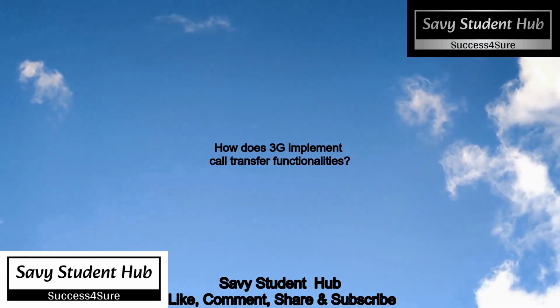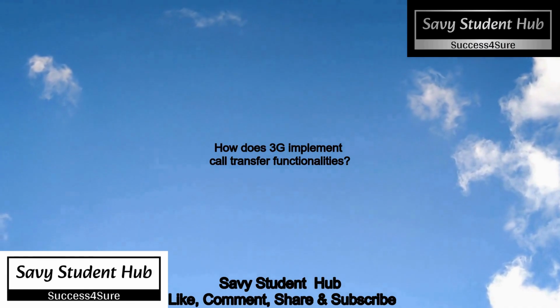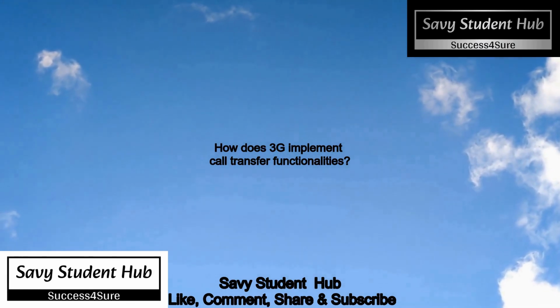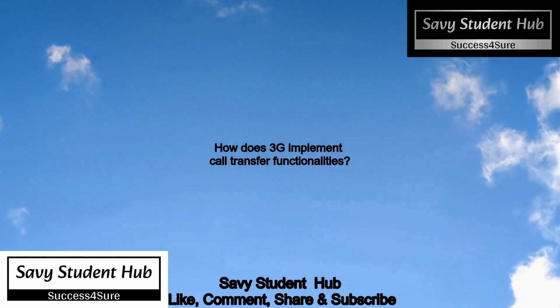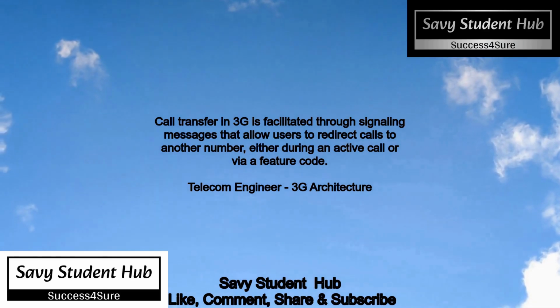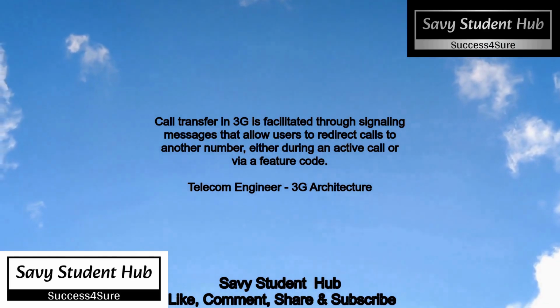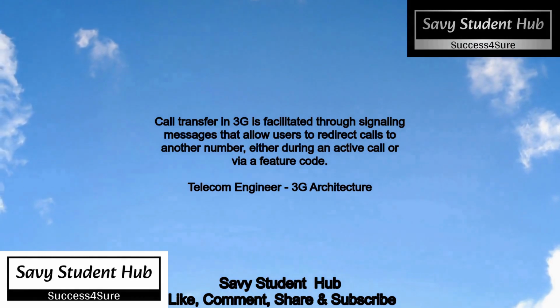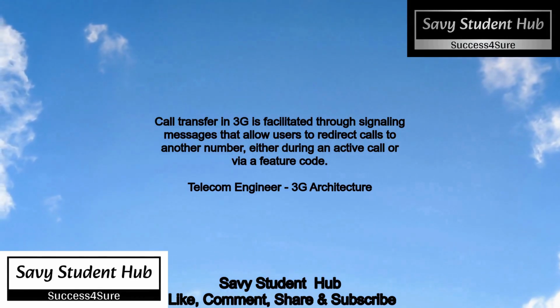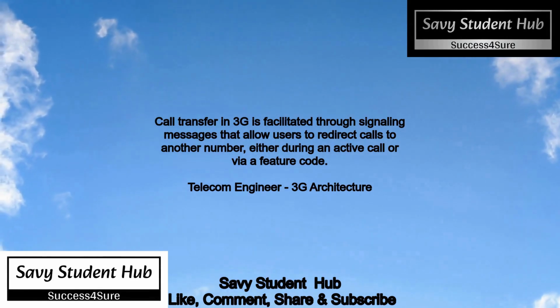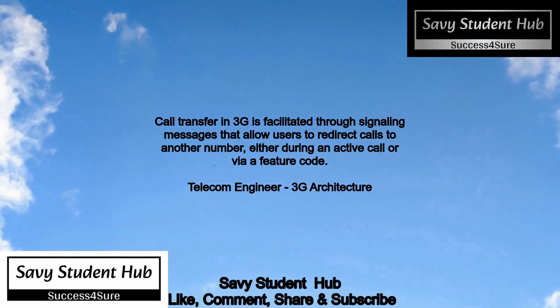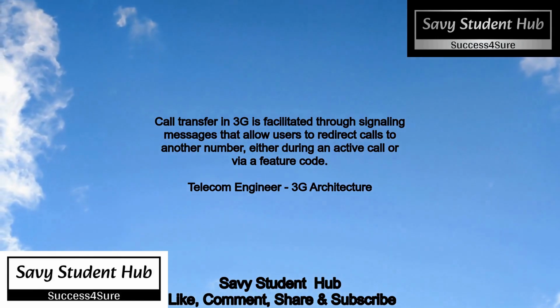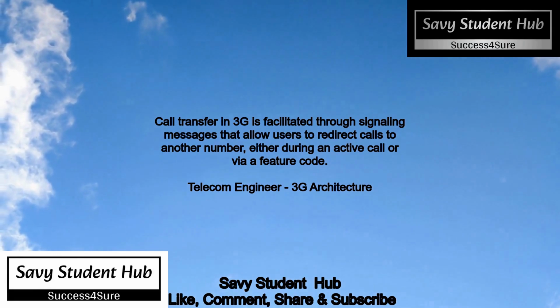How does 3G implement call transfer functionalities? 3, 2, 1, 0. Call transfer in 3G is facilitated through signaling messages that allow users to redirect calls to another number, either during an active call or via a feature code.